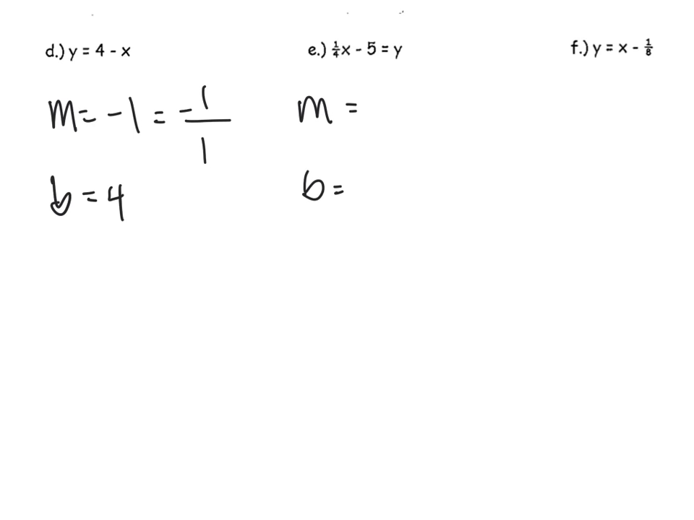And what about our M for E? What's our slope? 1/4. Okay, what are you guys talking about? Holly? Destiny? What are you guys talking about? Okay. Holly, what's our B? Negative 5. Okay. And for F, what's our slope? 1. And our y-intercept? Okay.